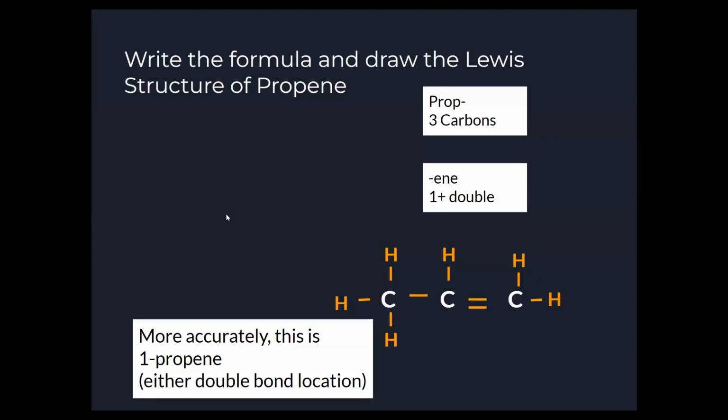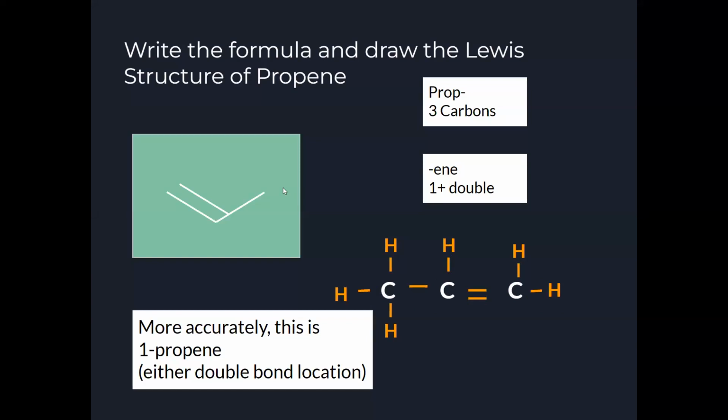After I have this drawn, then I know the formula. 1, 2, 3 carbons, and 1, 2, 3, 4, 5, 6 hydrogens. Oh, look, is that a pattern? It is a pattern. It's 2 times N for enes.